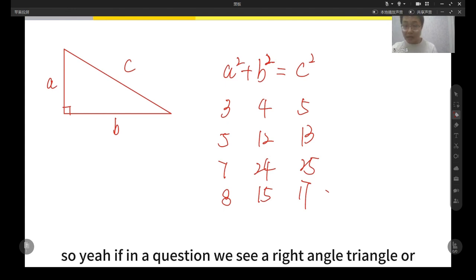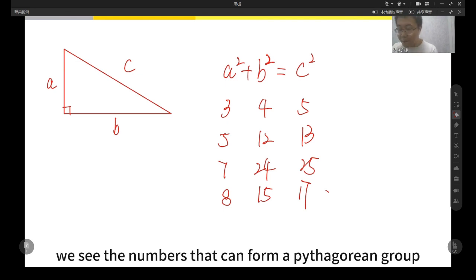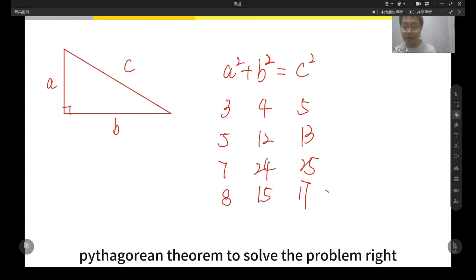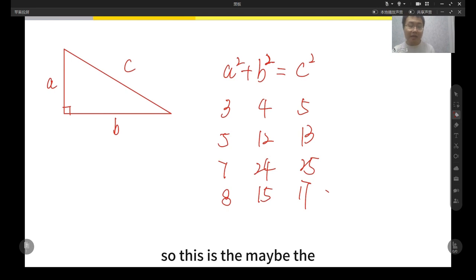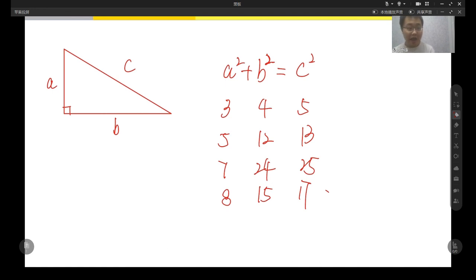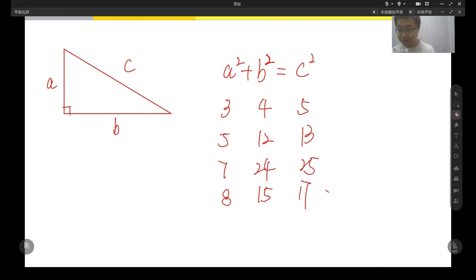So, if in a question we see a right angle triangle, or we see numbers that can form a Pythagorean group, it may remind us to use the Pythagorean theorem to solve the problem, right? So this is maybe the most important thing we should learn before the special round, as every year there is always one question about the Pythagorean theorem. So let's look at it.